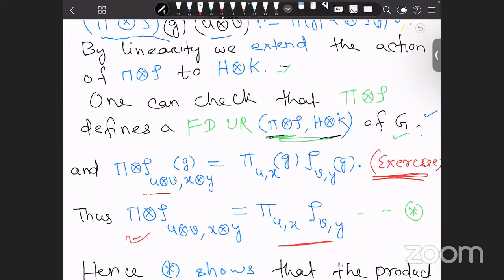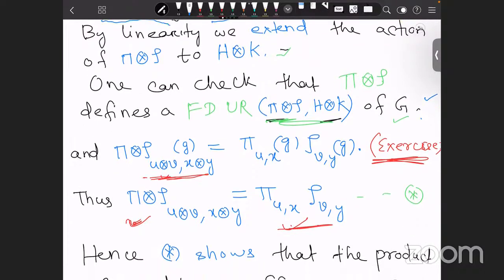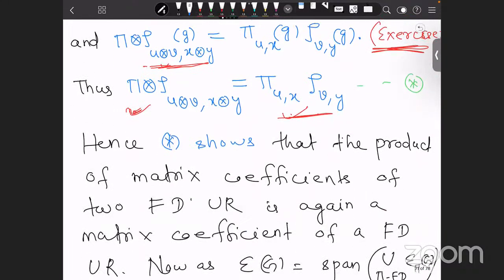And if you look at the matrix coefficient of π ⊗ ρ at this coordinate u ⊗ v, comma x ⊗ y, this is nothing but π_{ux}(g) times ρ_{vy}(g), as a function. So what I am getting is that the product of two matrix coefficients is again a matrix coefficient. The product of the matrix coefficient of π and the matrix coefficient of ρ is nothing but the matrix coefficient of π ⊗ ρ. Hence star shows that the product of matrix coefficients of two finite dimensional unitary representations is again a matrix coefficient of a finite dimensional unitary representation.